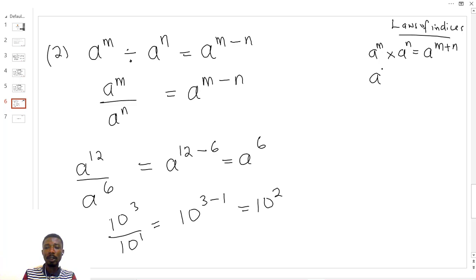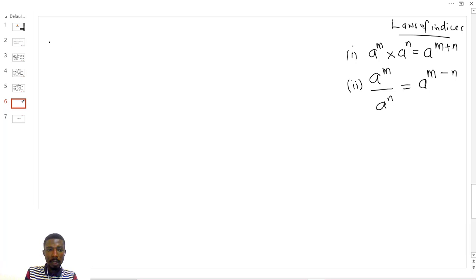So the second one says a^m divided by a^n is equal to a^(m minus n). So let's look at the third law.